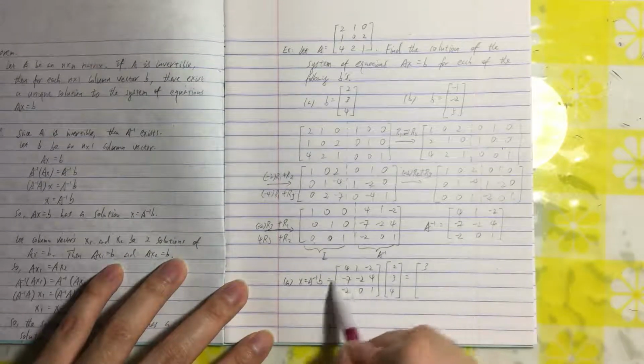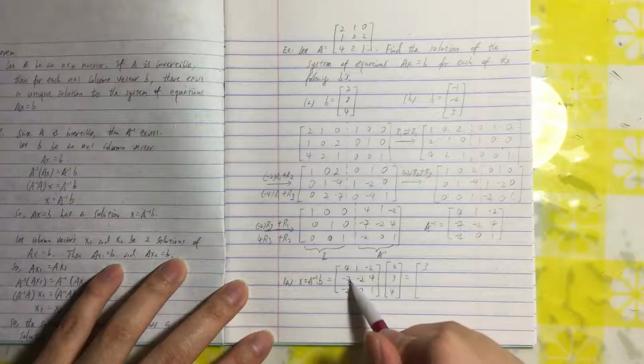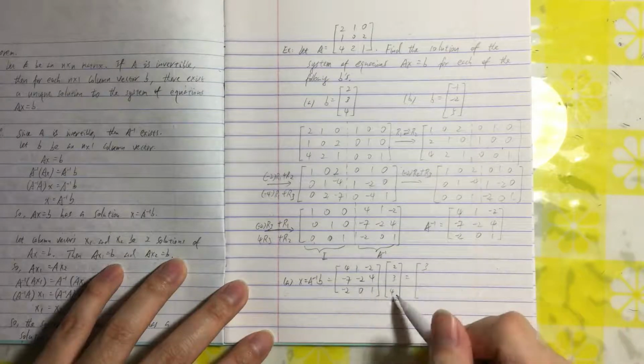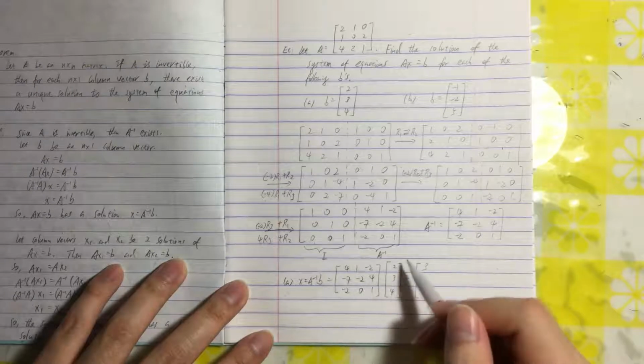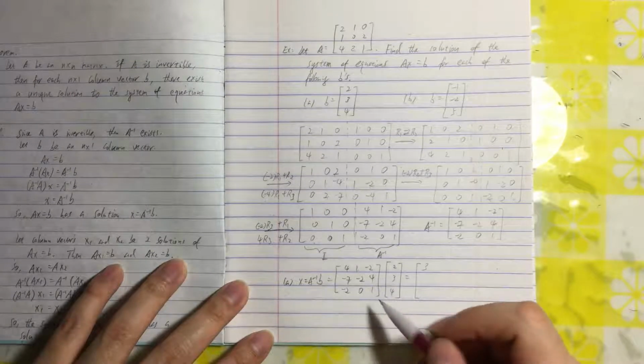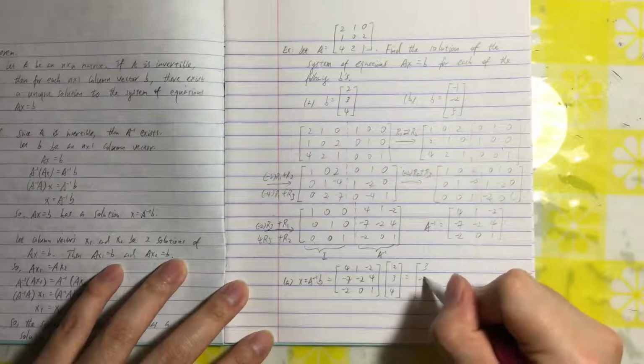Next, row times column. 2 times 7 is 14. 3 times negative 2 is negative 6. 4 times 4 is 16. 14 plus negative 6 is 8? Negative 20 plus 16 is negative 4.